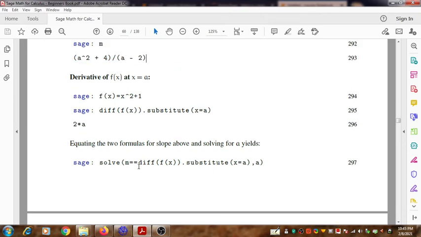So when m double equal to the derivative of fx, substituted with x equal to a, this quantity will be equated. Nothing is going to happen here except that the equating procedure will be completed. And comma a, for which value we are going to solve. Since we put comma a, it means that the entire procedure will be done for obtaining the value of a.